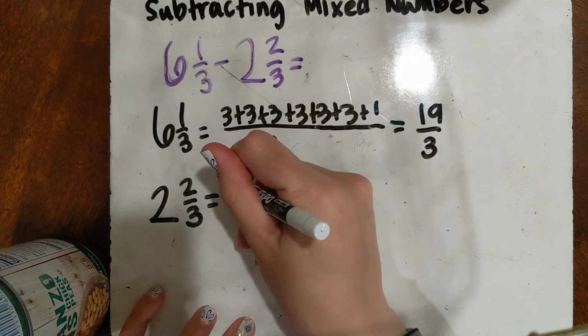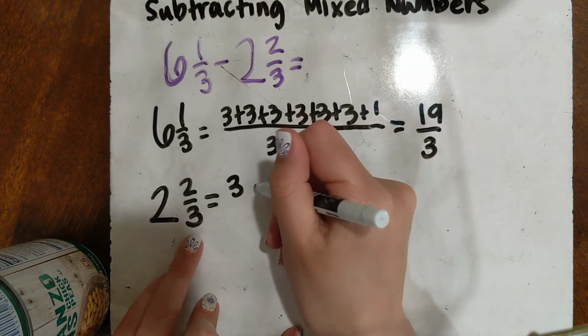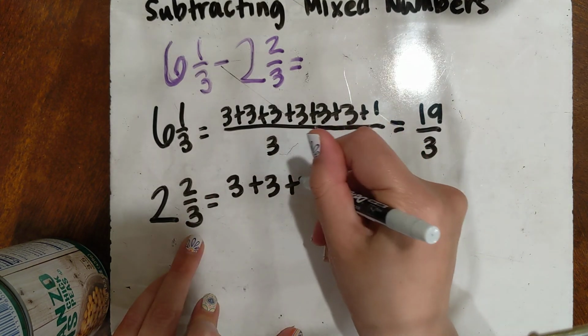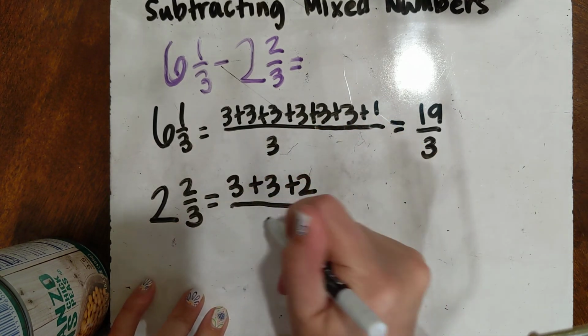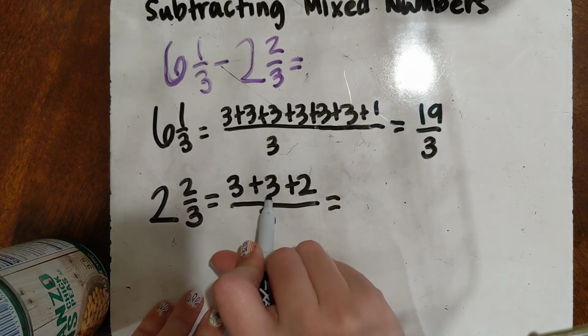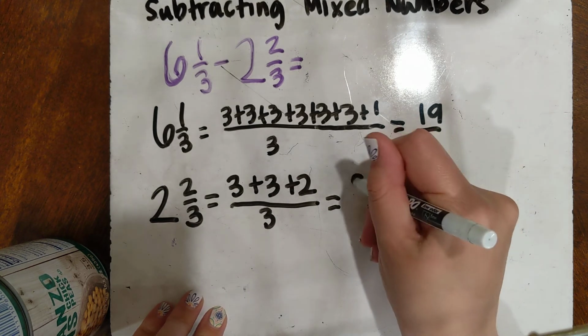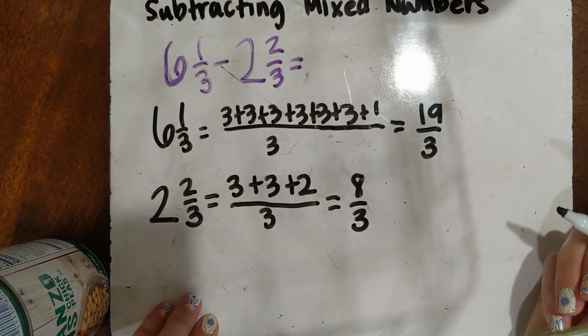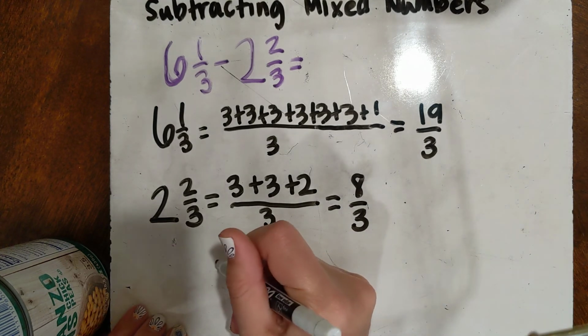And then 2 and 2/3. 2 wholes, and a whole part would be 3/3. There's my 2 wholes, and then I have my fractional part of 2, and I'll have the denominator of 3. 3, 6, 8. 8/3. Now I need to subtract my improper fractions.